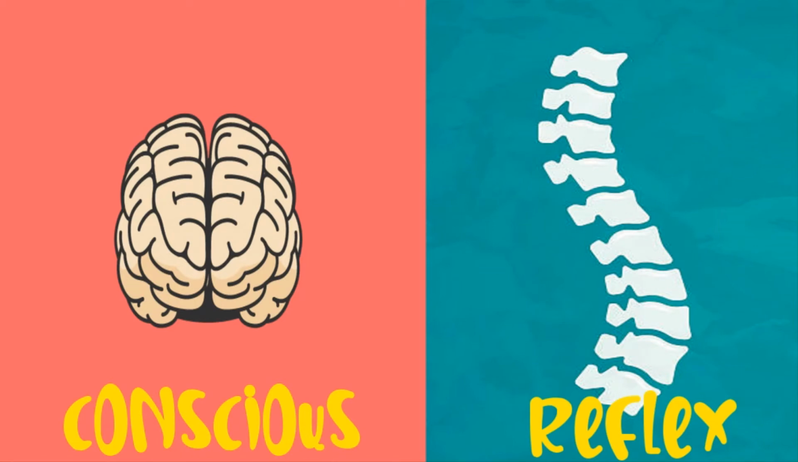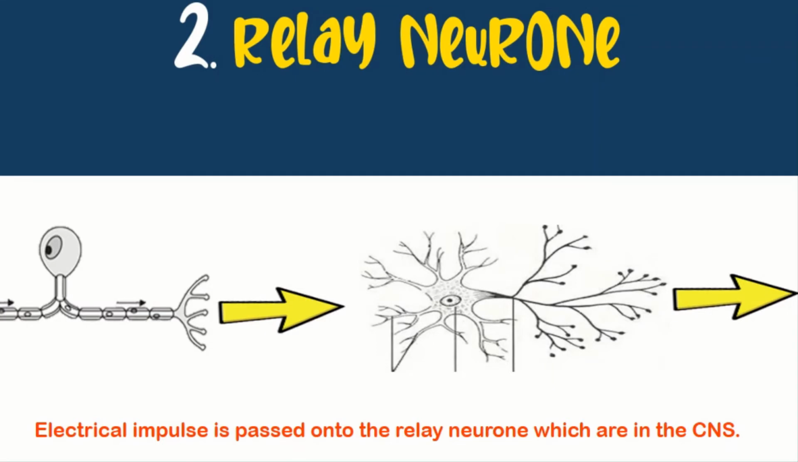If the action that you're doing is something you're thinking about, then the relay neuron will be in a conscious part of your brain. But if the action's something you don't have to think about, like when you touch something hot and you just move, or you tread on some Lego and lift your leg up, then the relay neuron's either in an unconscious part of your brain or it's in your spine, which is why you don't think about it. So that's what we've got so far.